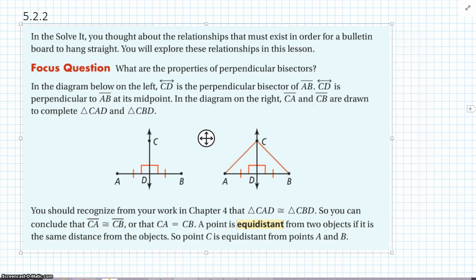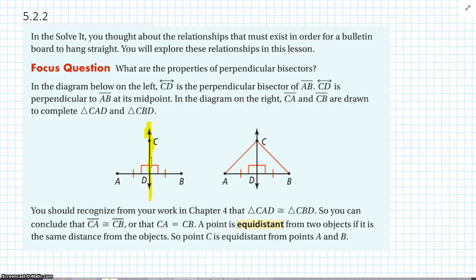So, in Solve It, you thought about the relationship that must exist in order for a bulletin board to hang straight. So the question is, what are the properties of perpendicular bisectors? Well, in the diagram below, CD is the perpendicular bisector of AB. CD is perpendicular to AB at its midpoint, at point D. In the diagram at the right, CA and CB are drawn to complete two triangles. And we're able to prove congruency of those two triangles by side angle side.